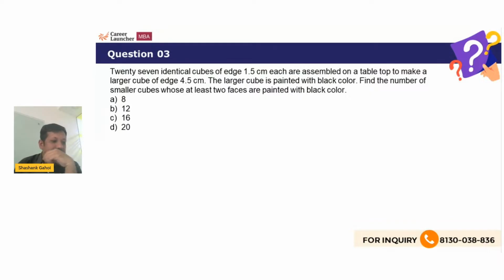Now the next one. 27 identical cubes of edges 1.5 each are assembled at a tabletop to make a larger cube of 4.5. Now the larger cube is painted with black color. Find the number of smaller cubes which have at least two faces that are painted with black.